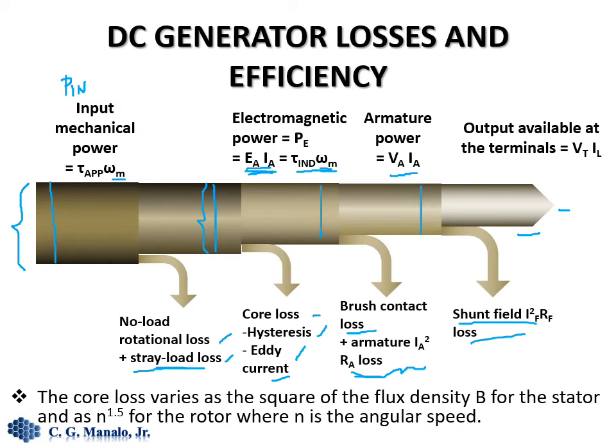So here we have a note that core loss usually varies with the square of the flux density, or the magnetic density B, for the stator, and also as n to the 1.5 power for the rotor, where n there is the angular speed.